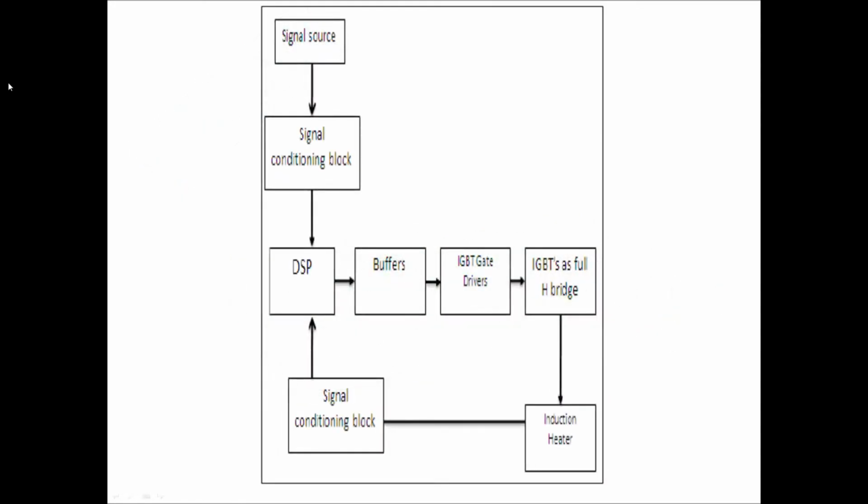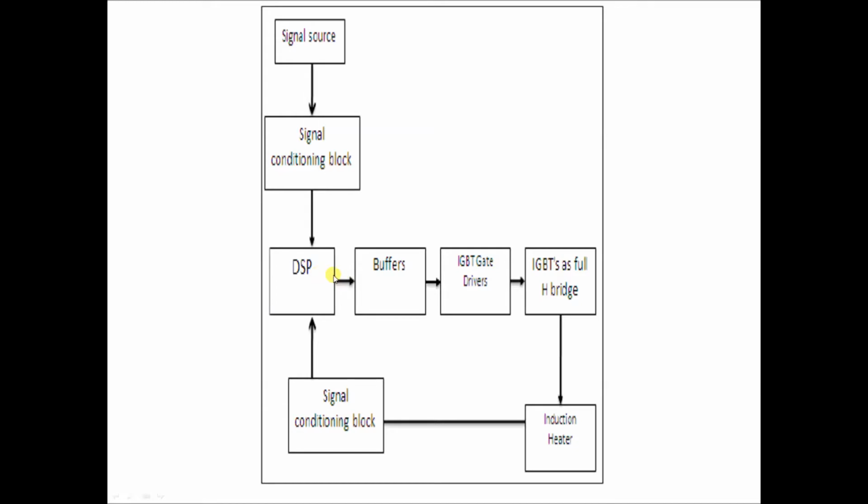Now, let us take a look at the system level diagram. On startup, the system takes an input from a reference signal generator which provides a sinusoidal signal. The signal is then given to a signal conditioning block which generates a DC level shifted signal between 0 to 3.3 volts, which is fed to the DSP. The DSP algorithm now performs the signal conditioning if required.